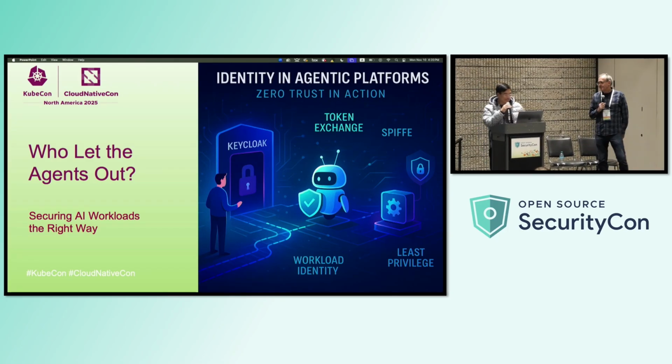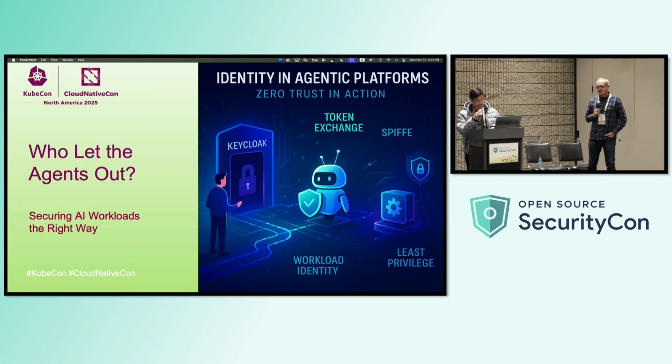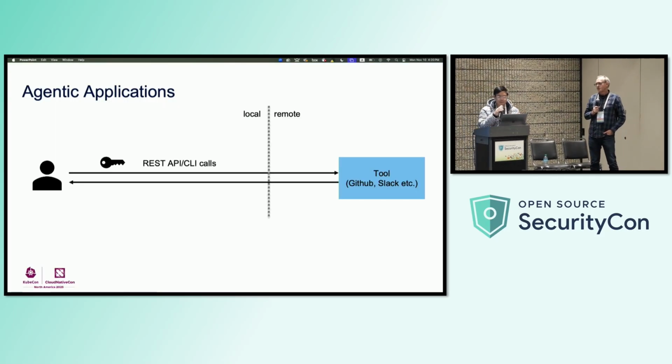Okay, so who will let the agents out? Securing AI workloads the right way. As developers, we typically work with multiple external tools every day, such as GitHub and Slack. We often need to do repetitive tasks, such as reading new issues on GitHub or sending messages to fellow maintainers on Slack. So as developers, we're constantly wondering, is there a better way?